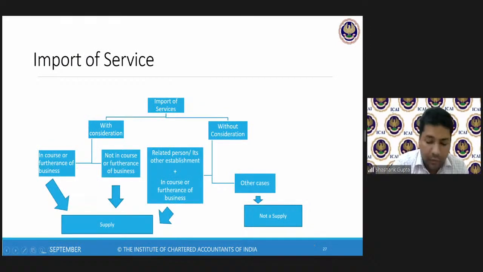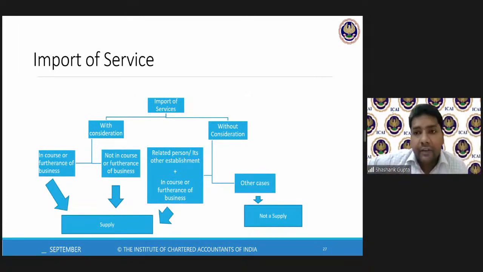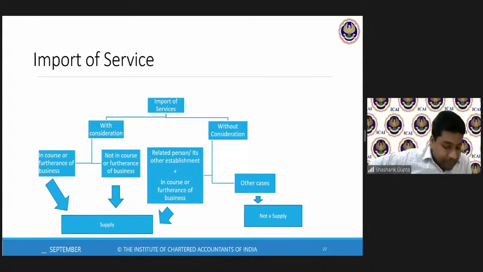Now we'll move on to the next part of our discussion, covering certain important aspects. First of that, another confusing aspect which can easily get you confused and which often comes up in examinations as a tricky question is import of services.